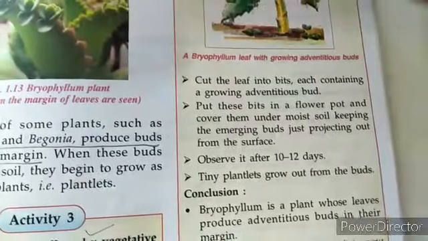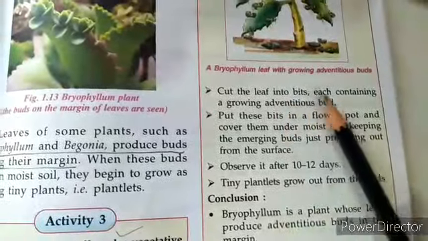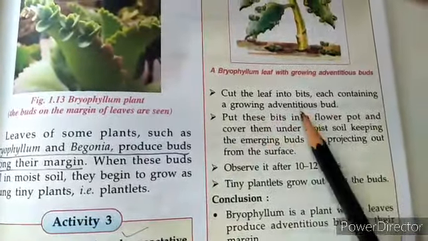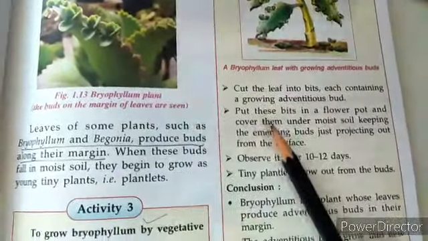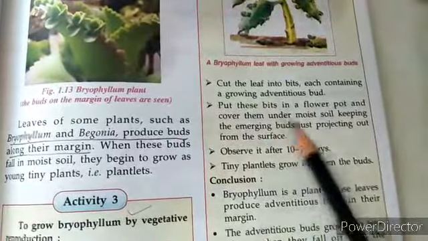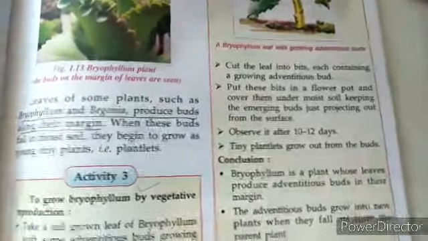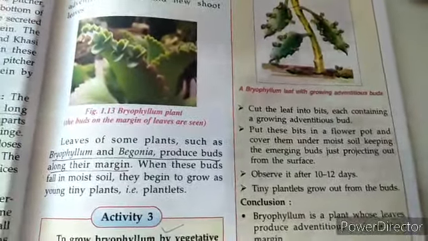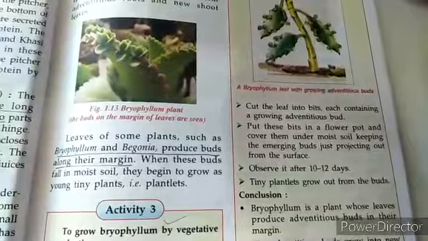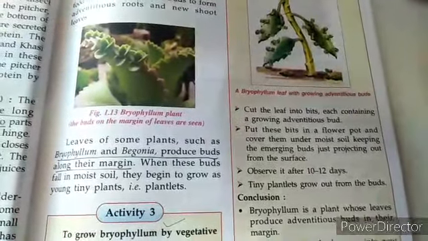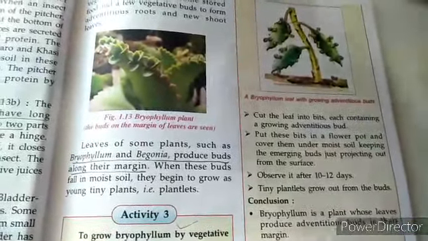Cut the leaf into bits, each containing a growing adventitious bud. So when we find that, we have to just cut the leaf from that particular part where the entire adventitious bud is a part of that cut portion. Put these buds in a flower pot and cover them under moist soil, keeping the emerging buds just projecting out of the surface. We just cut this bud from here, put it into an earthen pot or a flower pot. Make sure that the aerial part of the bud is outside and the inner part of the bud, or the roots of the bud that are coming out, are actually in the soil.